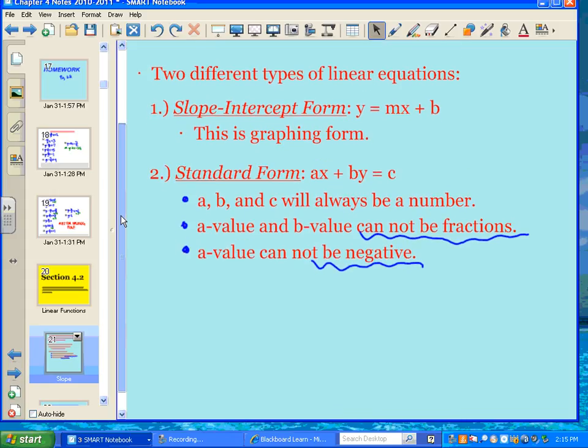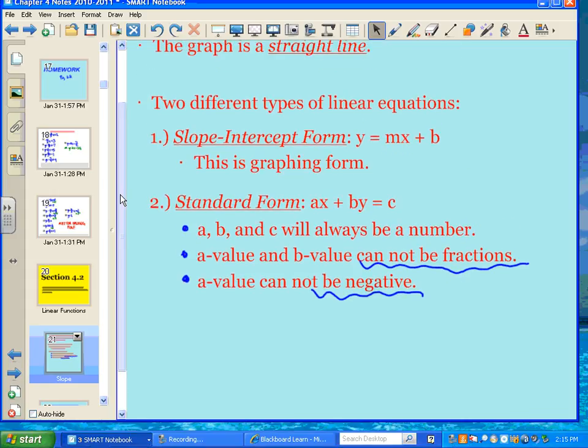Here's what's different. The second one is standard form. Actually typically the A, B, and C are capital, but it doesn't matter. Standard form is AX plus BY equals C. You'll see it in this form a lot when you're using matrices. Your book in chapter 4 is going to put it in that form to make it more difficult for you in regards to graphing. So AX plus BY equals C. A, B, and C are always numbers, and they have to be real numbers.